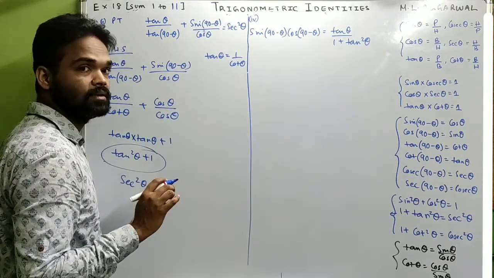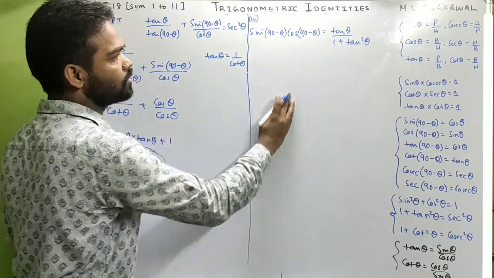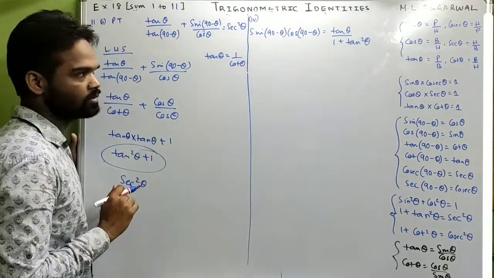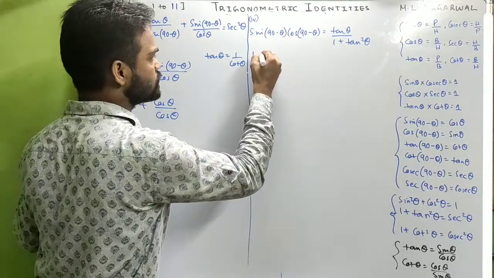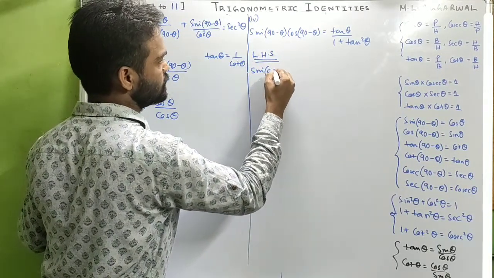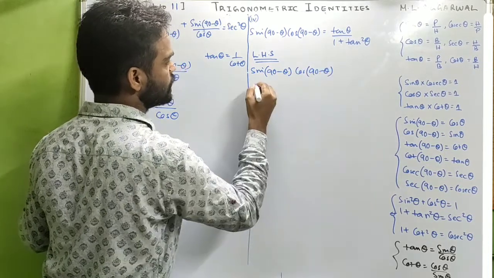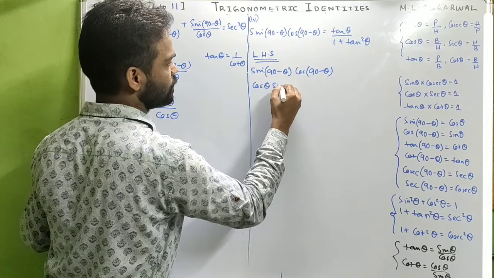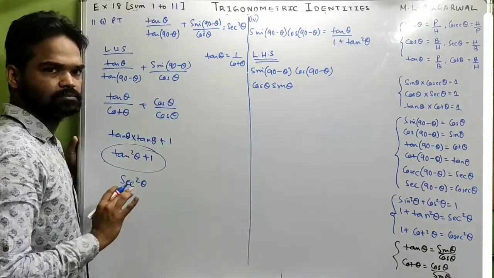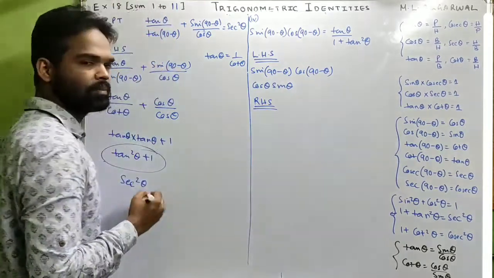Now look at part 4. Sin 90 minus theta, cos 90 minus theta equals tan theta by 1 plus tan square theta. We'll first solve the left hand side. See, this is sin 90 minus theta, cos 90 minus theta. So that becomes cos theta multiplied by sin theta. Okay, now we'll solve the RHS and we'll get cos theta multiplied by sin theta.